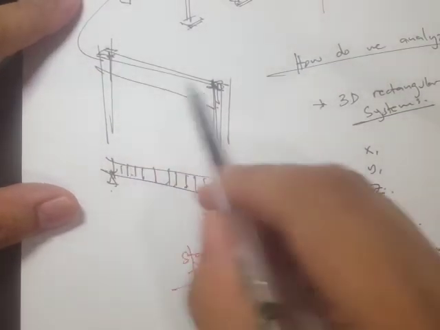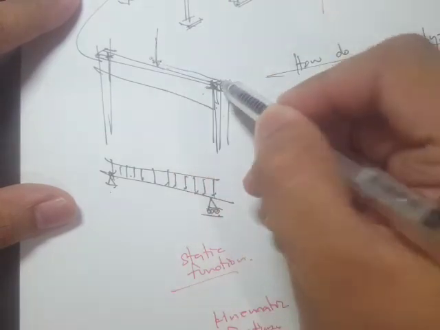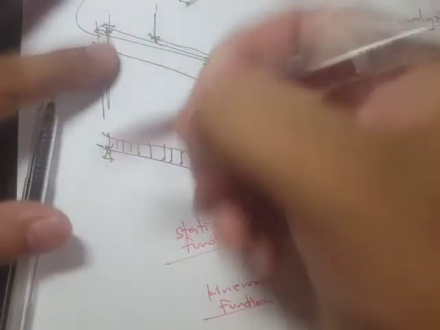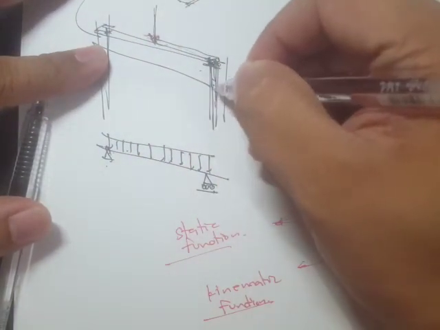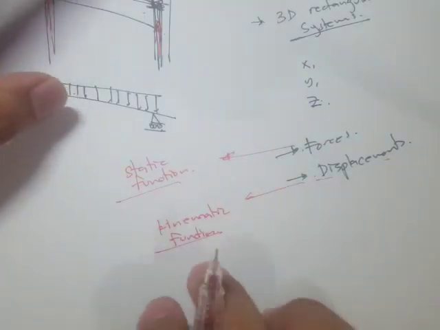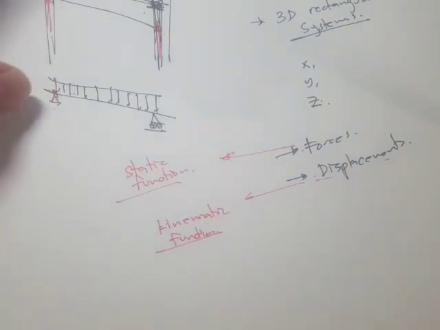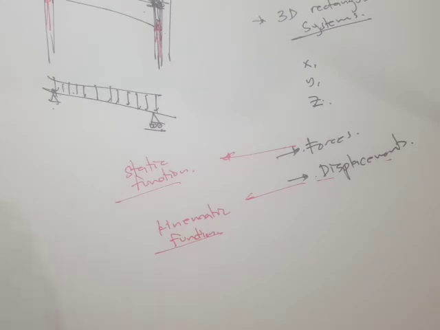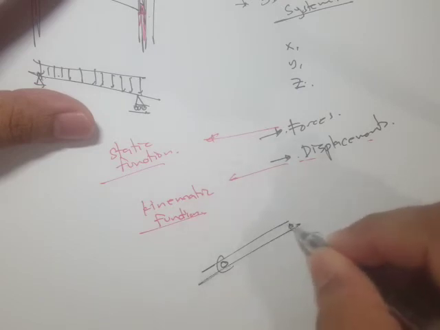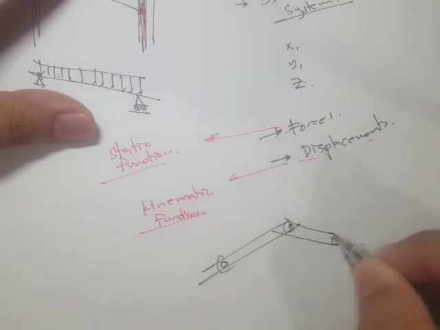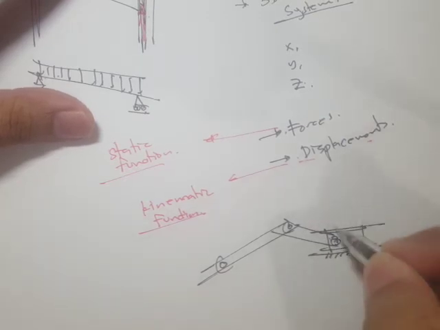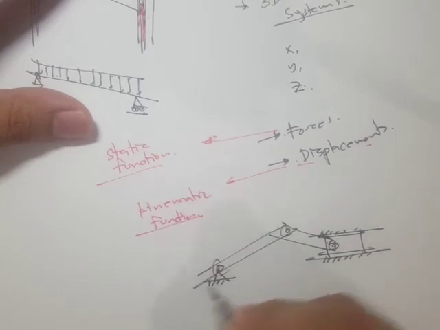So from this beam, let's say we have forces right here. In terms of static function, it's about transmission of forces from this member to this member. And in terms of kinematic functions, this is about the relative movement between two members. So for example, if we have a link, let's say a slider crank mechanism, something like this in the kinematics of machines. Let's say this is a pin.